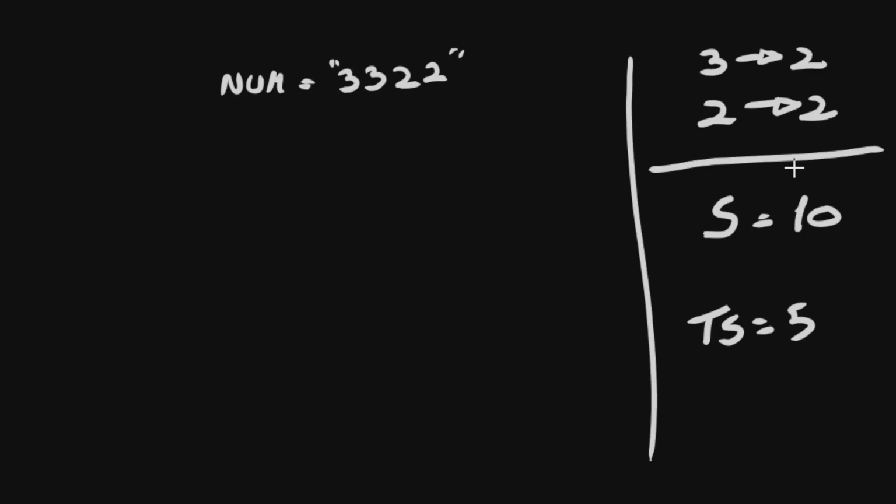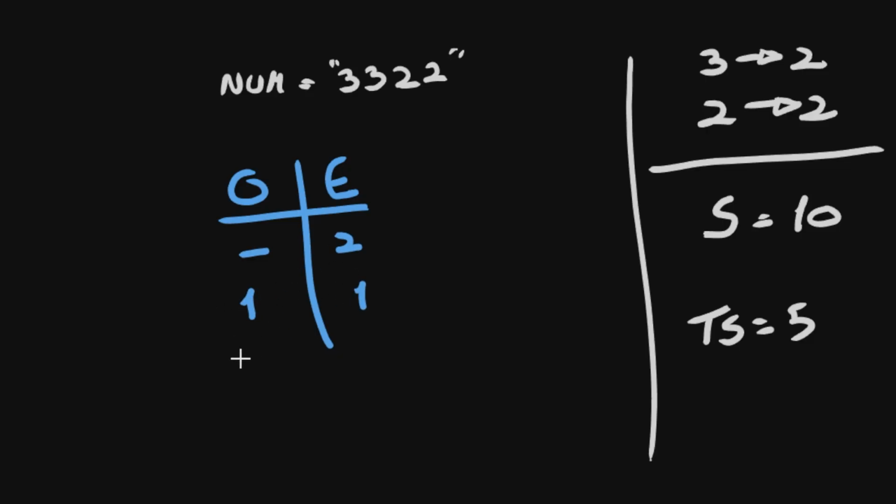Now the way this works is like this. We need to try every possible distribution of these elements in even and odd indices. For example, let's say we're trying to distribute these two 3's in odd and even indices. So we can give no 3 to odd indices and 2 3's to even indices. We can also give 1 to odd indices and 1 to even indices, or we could give 2 to odd indices and no 3 to even indices. So these are 3 possible different scenarios, and we'll go through all of them.